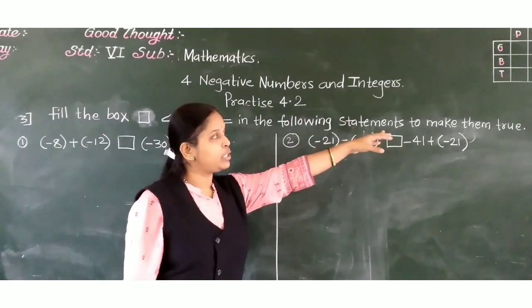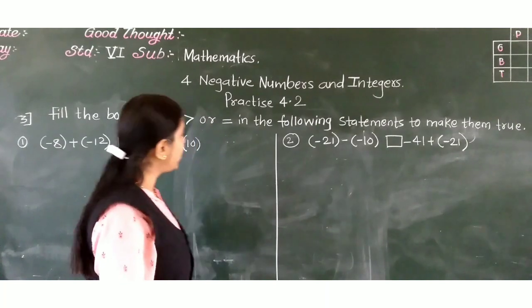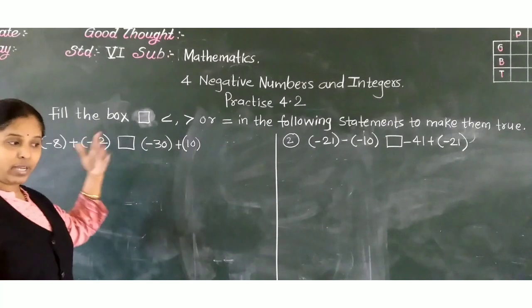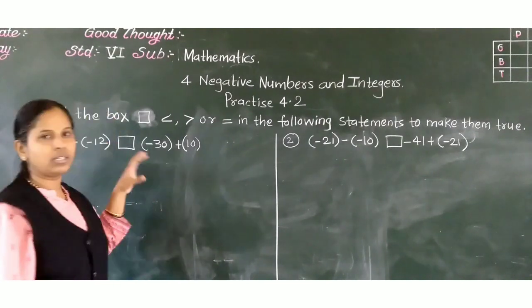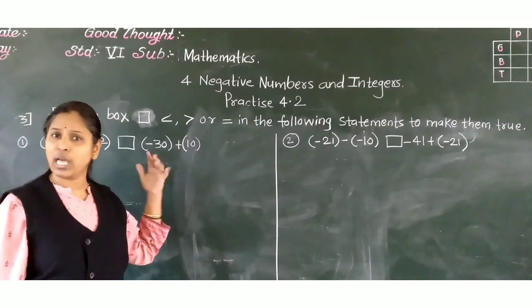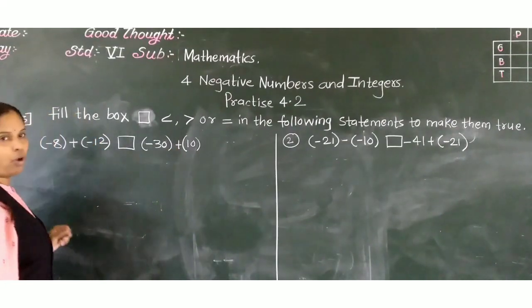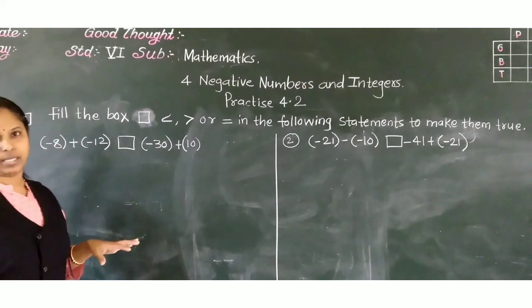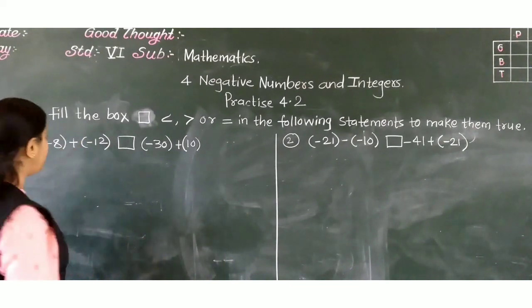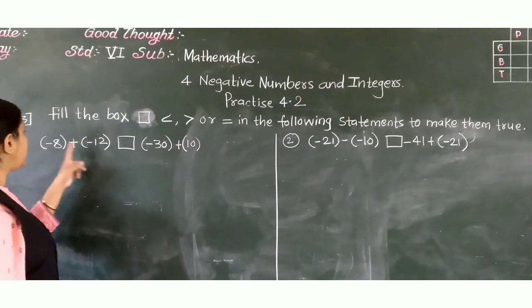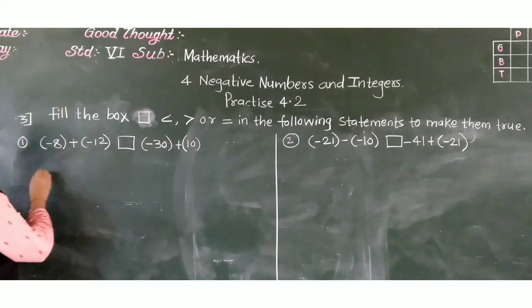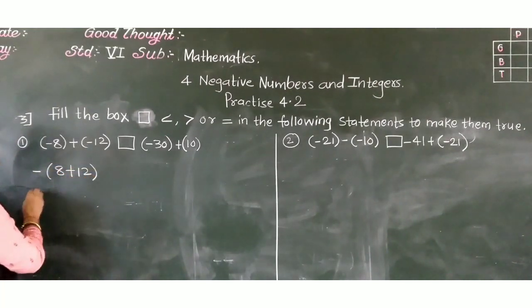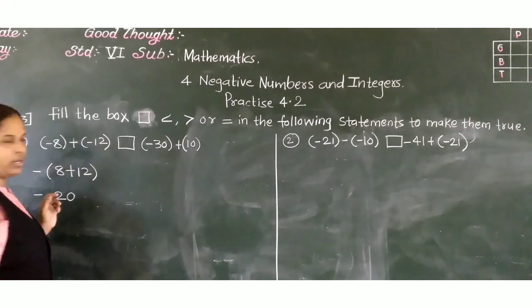Fill in the following statements to make them true. Now, see here. First, we have to solve this, and then we can decide whether this is greater, smaller, or both are equal. Here, addition is there of integers having the same signs. When we add integers of the same sign, here the sign is negative, no? So the answer will be negative, and we have to add the integers. Okay? So minus 20 here we got.